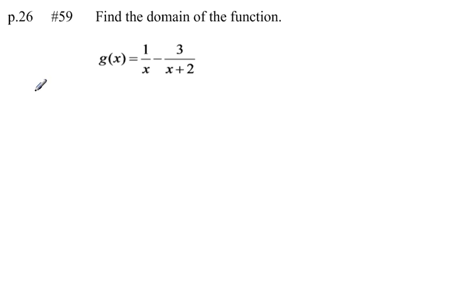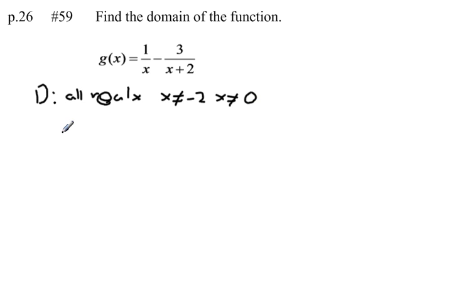So when I'm asked to find my domain, I can say my domain is all real values of x, and I can write out except x equals negative 2, x equals 0. Or I can say x cannot equal negative 2, x cannot equal 0.